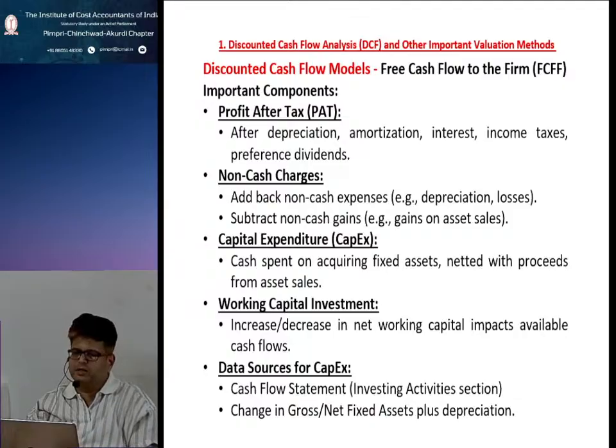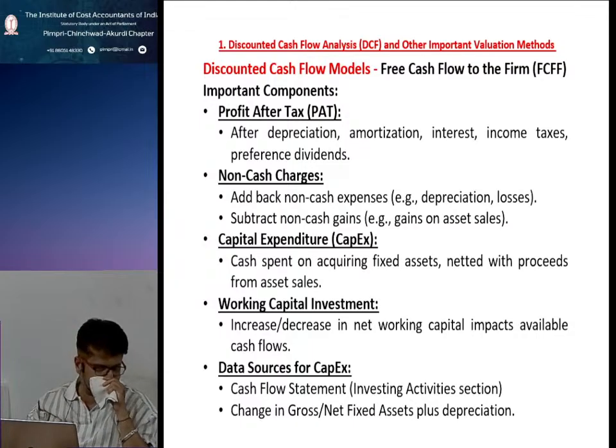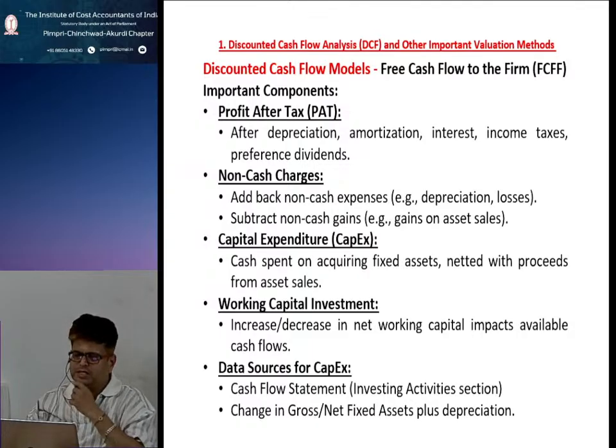So let's understand the important components of this FCFF. PAT is profit after tax, so after depreciation, amortization, interest, income taxes, preference dividends. Non-cash charges: add back non-cash expenses like depreciation or losses. Subtract non-cash gains, for example, gains on asset sales. Capital expenditure, that is CAPEX, is the cash spent on acquiring fixed assets netted with proceeds from asset sales, if any. And working capital investments is the increase or decrease in net working capital, which impacts available cash flows.